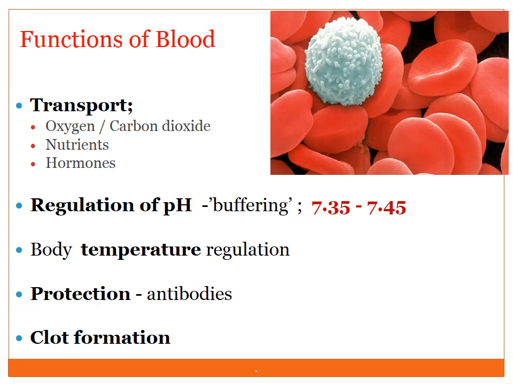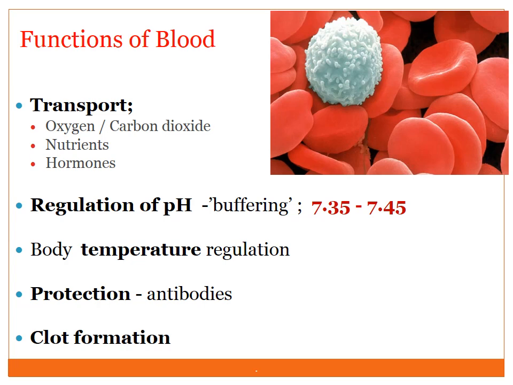Another important function is temperature regulation. For example, if we're overheating, if we're getting too warm, the body can shunt blood to the surface, to our skin, so that we can lose heat from that blood to the environment around us and help to cool us. And conversely, if we're too cold, our body will shunt blood away from the surface of our skin towards the core to try to retain the heat.